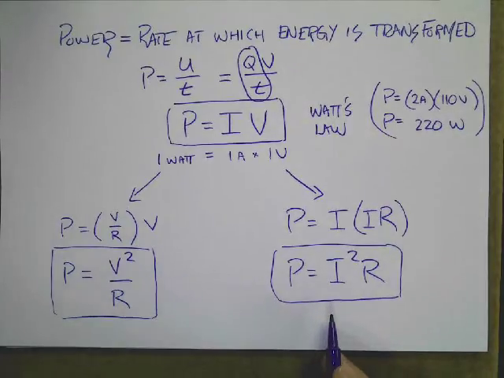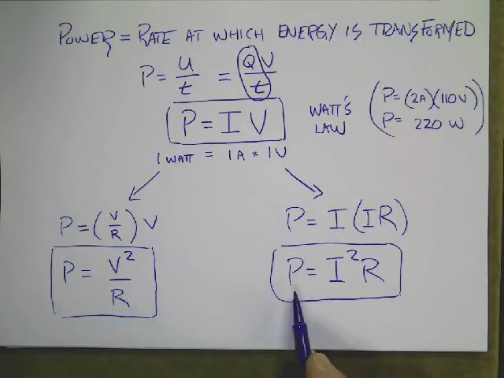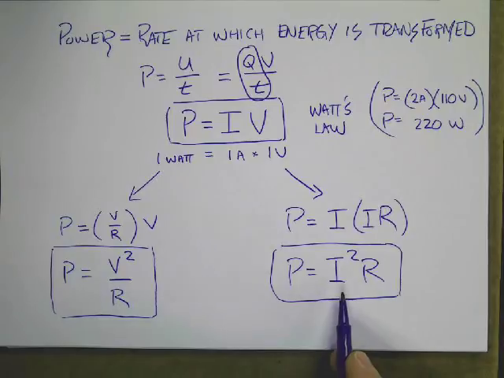This formula is probably used more, and a lot of times this is called the resistive heating formula, because it kind of makes the point that the power that's used in a resistor is going to be directly proportional to the square of the current going through the resistor. So as the current increases, the power that gets used in the resistor goes up fast, goes up as the square. This can be a bad thing.